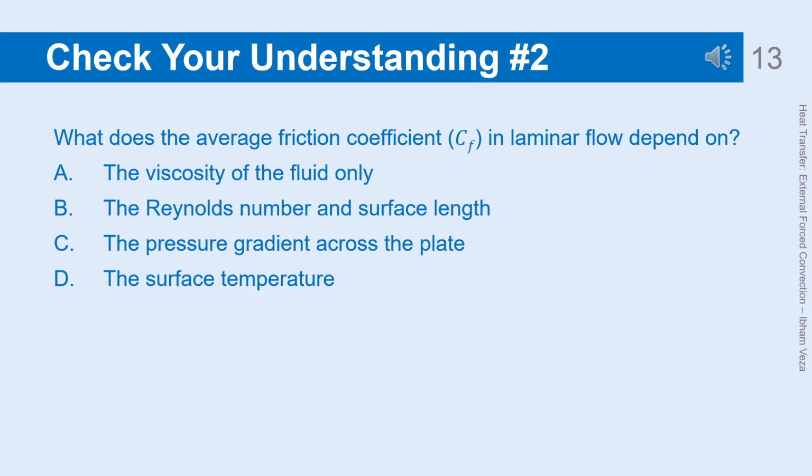Check your understanding. Number 2. This part reinforces that the average friction coefficient in laminar flow does not depend on a single parameter only. The main controlling factor is the Reynolds number, which represents a combination of fluid properties, flow velocity, and characteristic length. By understanding this, it becomes clear that changing velocity or system size will directly affect friction.